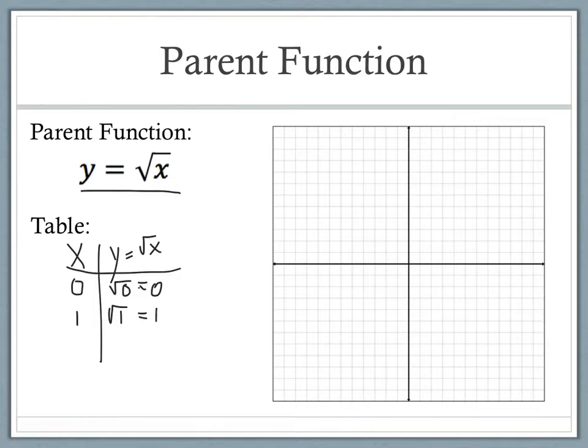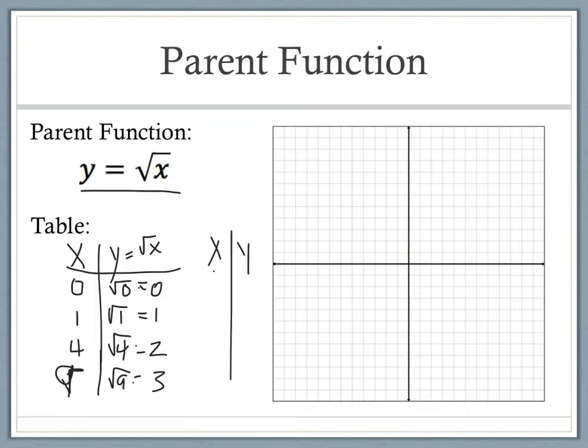Now if I pick 2, the square root of 2 is not a perfect square, so I'm not going to pick 2. I'm going to pick my next perfect square, which would be 4. The square root of 4 is 2. Last one but not least, I'm going to do 9, because then the square root of 9 is 3. Okay, so if I redo my table, it's 0, 0, 1, 1, 4, 2, and 9, 3, because I'm taking my x values and just square rooting them.